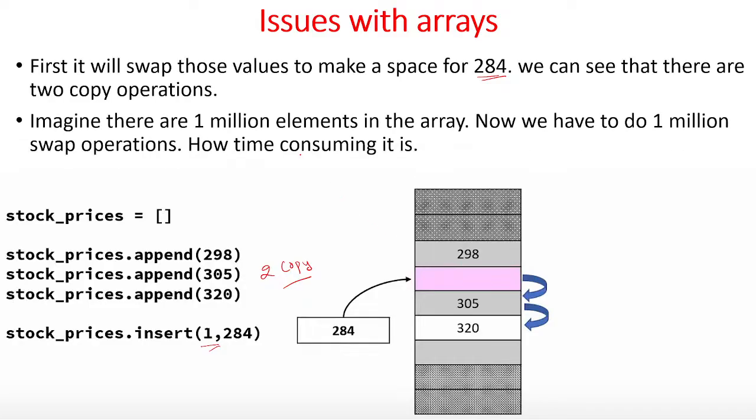So if there are 1 million elements in the array, assume that our array contains 1 million elements, now we have to do 1 million swap operations. 1 million times you need to swap the elements. You can assume how much time it consumes. So that is the problem. Even though all these are hidden from the user, internally it takes time. That's why your program becomes slow.